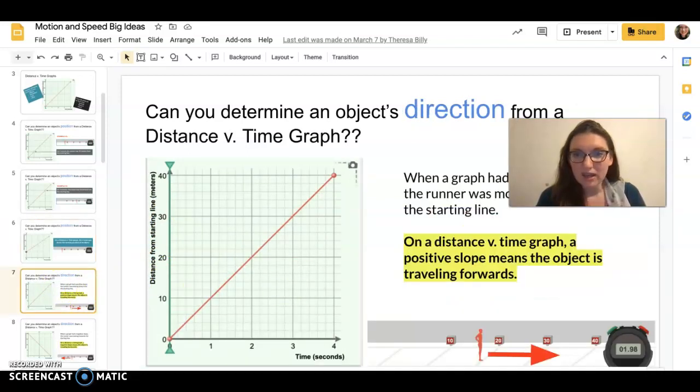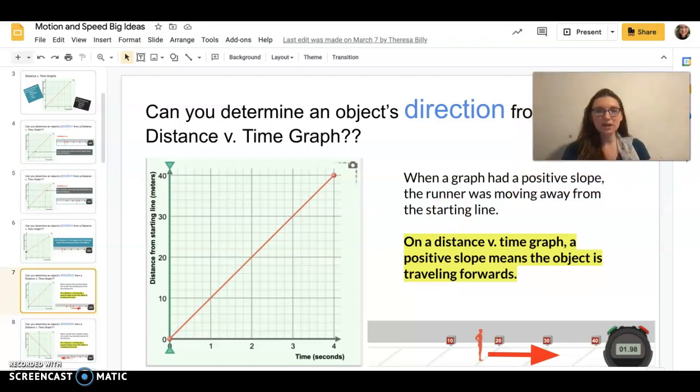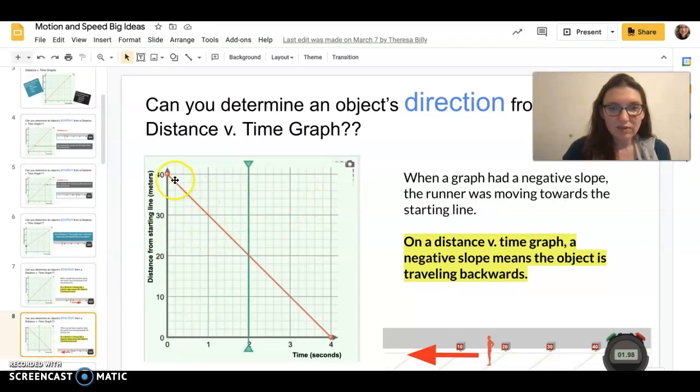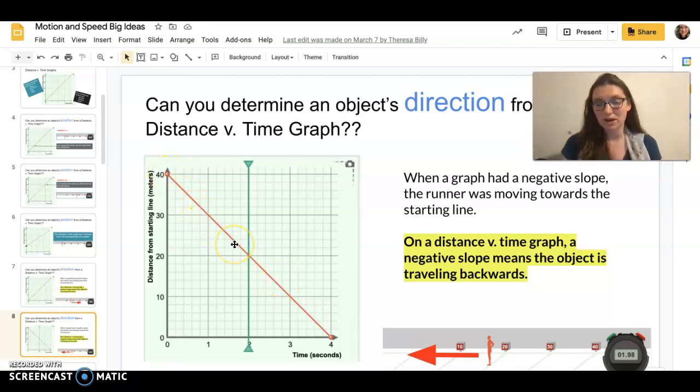How can you tell an object's direction from a distance time graph? If there is a positive slope, that means that as time is going by, they're getting farther and farther from the starting line. So that is a positive direction, positive slope. And if the line has a negative slope, then that means as time is going by, they're getting closer and closer to the starting line, meaning they're traveling backwards towards the starting line.